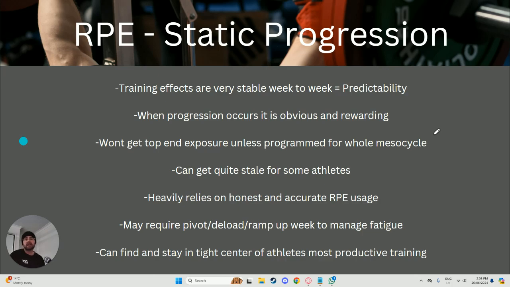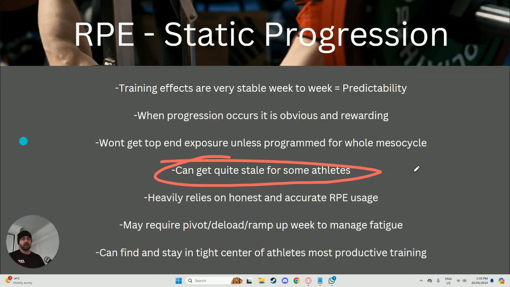If I'm just doing 7 RPEs at sets of 6 for a whole program, and I haven't programmed myself in a day that I do sets of 2 at high RPEs, I'm probably not going to get any training at those near maximum lifts that I would need to continue to develop my skill or prepare my body to lift very heavy weights. It can get quite stale for some athletes.